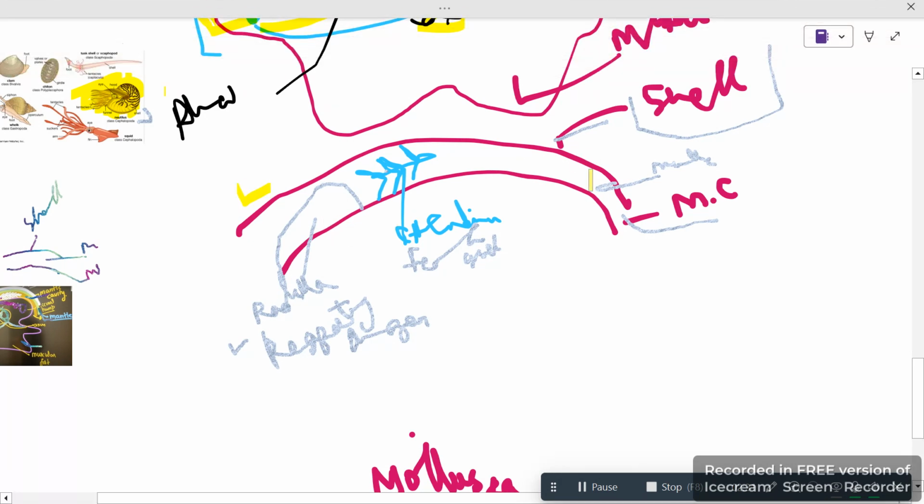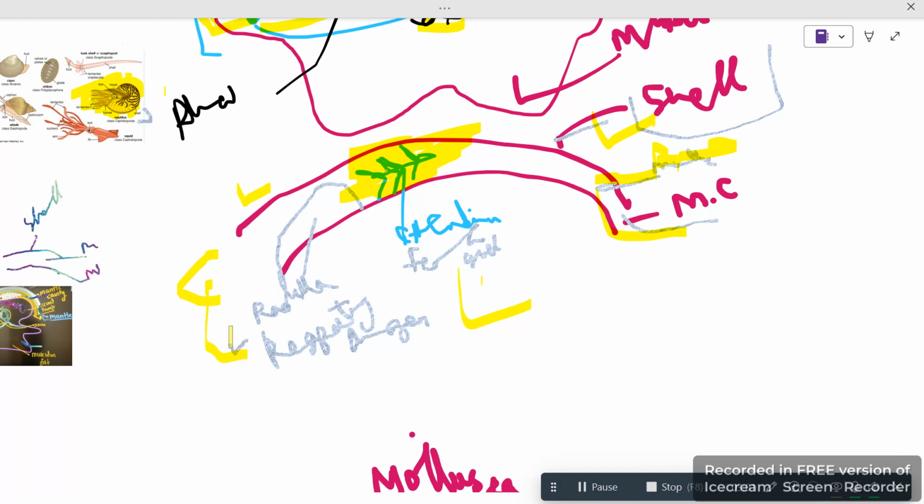And we discussed that this is the mantle cavity, and this is the shell, which helps them in protection. They have one structure which is leaf-like. This structure is known as ctenidium, which is like feathery gills. They help them to move, or they help in protection as well. Here, if this is the mouth, we have one more structure which is the radula. This is the respiratory organ, simply the respiratory organ.